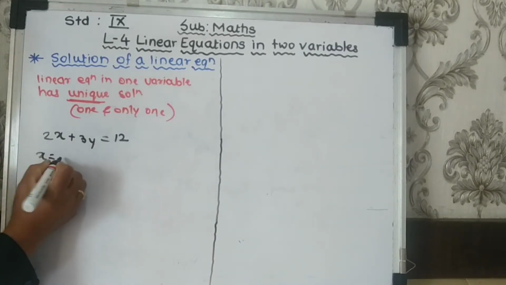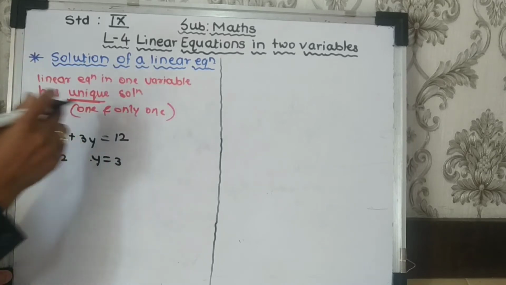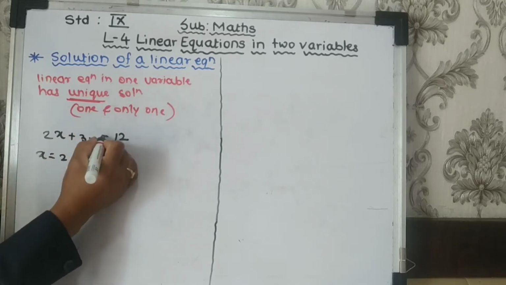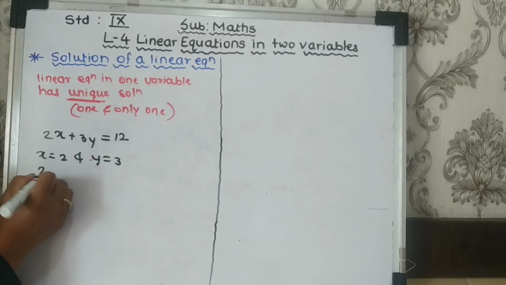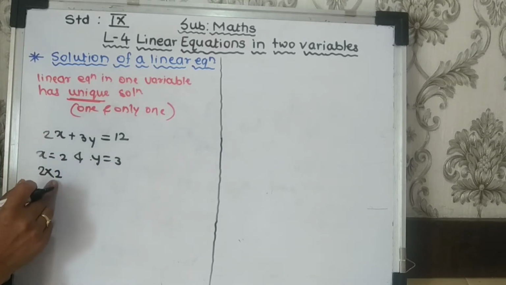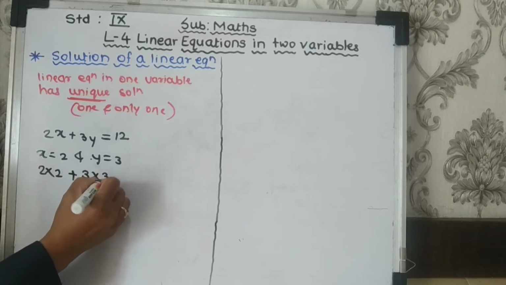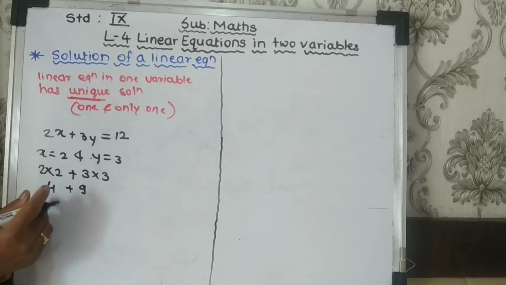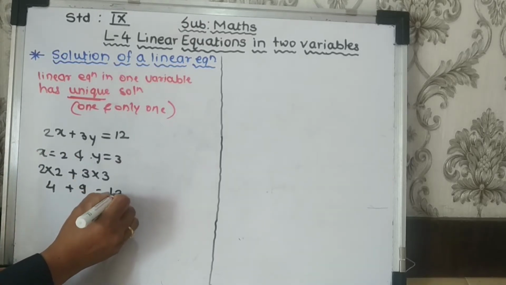Suppose x equals 2 and y equals 3. Let us put it over here and see whether it satisfies the given equation or not. So 2 into 2, the x value I have put here, plus 3 into 3. 2 2s are 4 and 3 3s are 9. So 9 plus 4 equals 13.